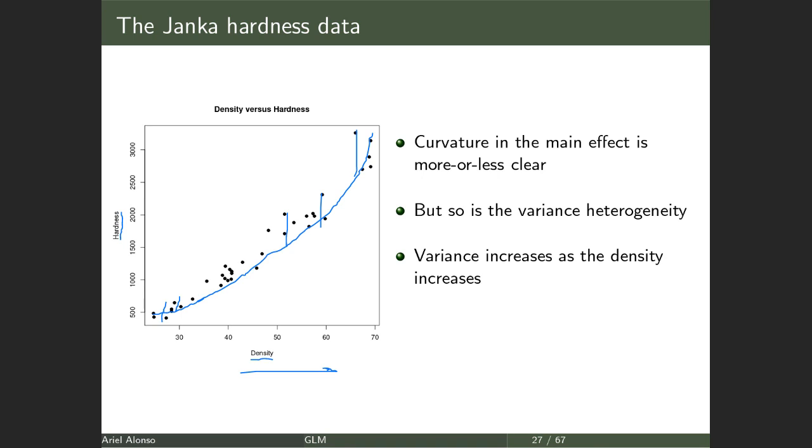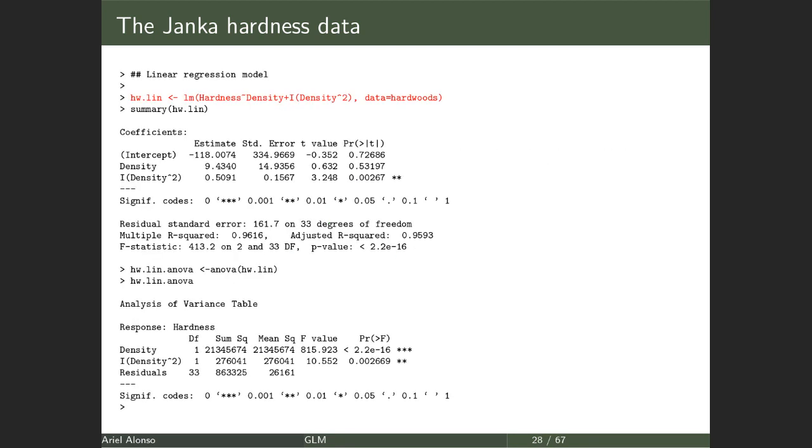So we have here a non-linear relationship, because you clearly see that there is some kind of curvature in the relationship between hardness and density, but you also see that you have a problem of heteroscedasticity in this model. So if you try just to apply the classical approach to these problems, what you will do is fit a linear regression model, you will use the lm function, you will use a quadratic polynomial in density to try to model hardness. And if you do that, this is what you get.